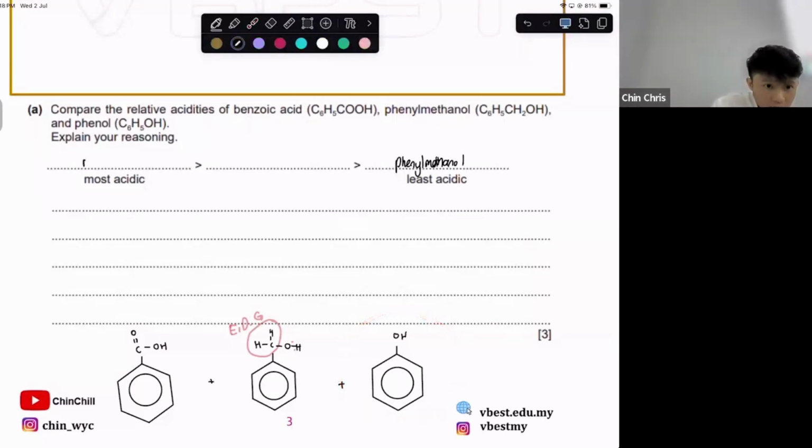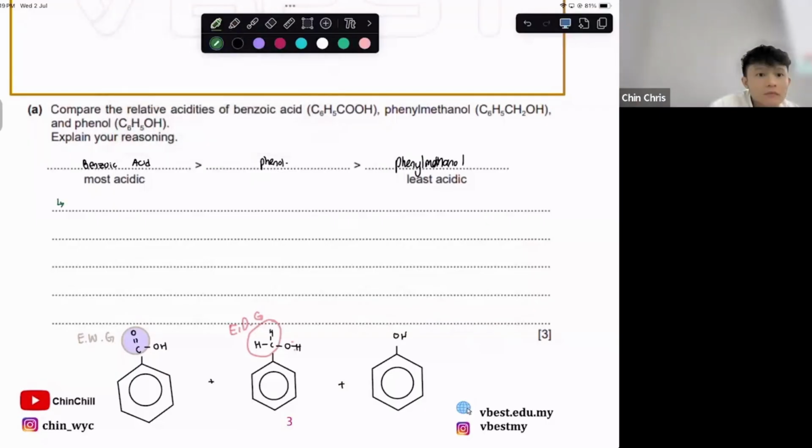Benzoic acid is the most acidic. Well done. Does the C=O play a big role? Yes. Why? What's this? This is an electron withdrawing group, right? What will an EWG do? Strengthen the OH bonding, right? Okay, last one. Phenol is the middle. Phenol is a weak acid, but still weaker compared to benzoic acid. Reason being benzoic acid has an electron withdrawing group, right? Alright guys, now explanation.